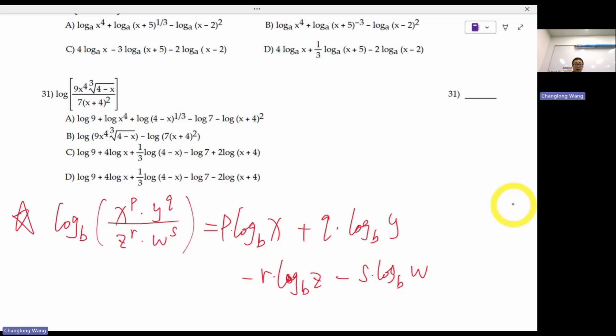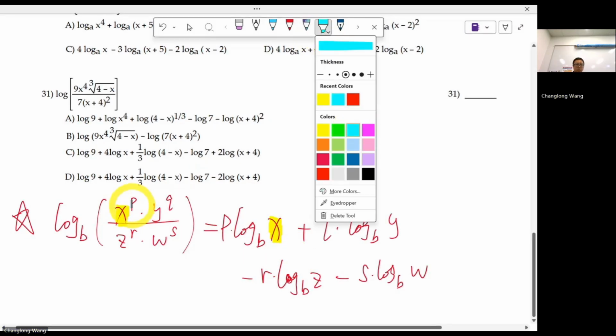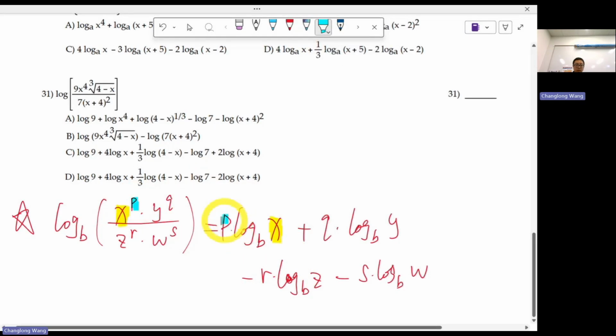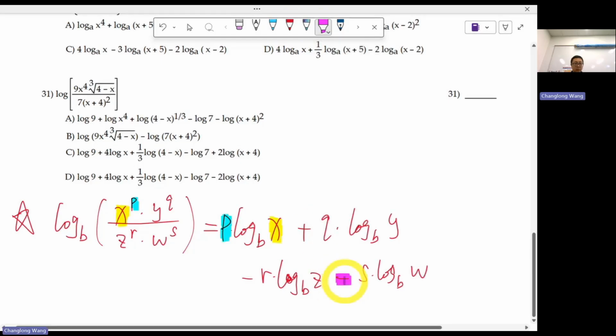Okay, so let me highlight just the first term. So you see that the x stays inside the log, and its power comes down, becoming the prefactor. Okay, and I need to emphasize. Oh, I think that's a bad idea. So I'm going to use a different color.